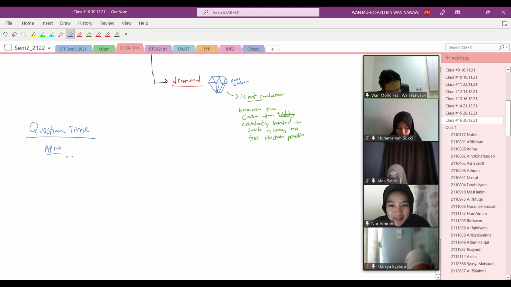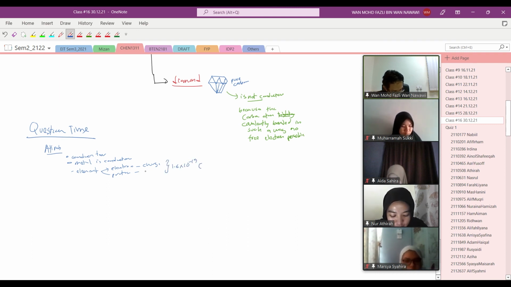Today we learn about conductor. We know that metal is a conductor because the electron is free to move, and in an element there are electron and proton, and both have charge. For electron, the charge is negative 1.6 times 10 to the power of negative 19, and the same goes for proton, but it's positive. The SI unit for charge is Coulomb.